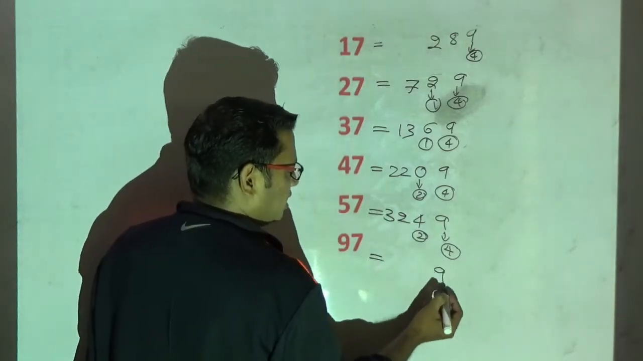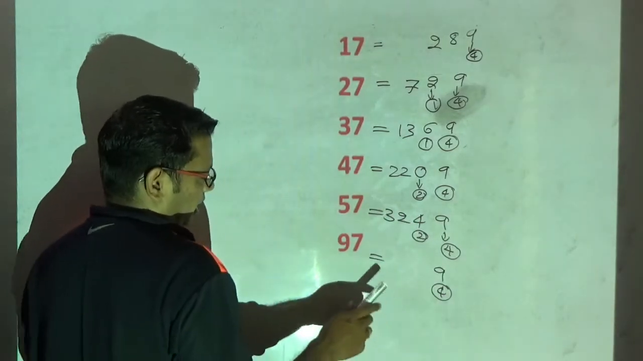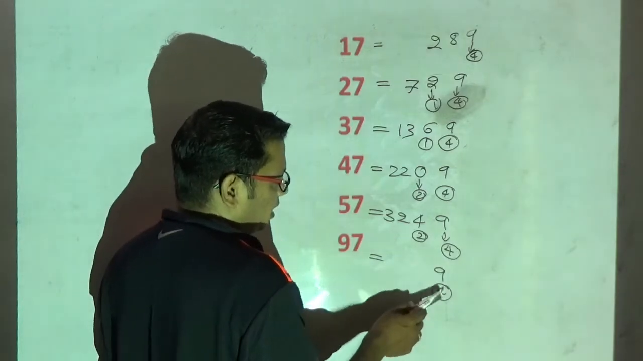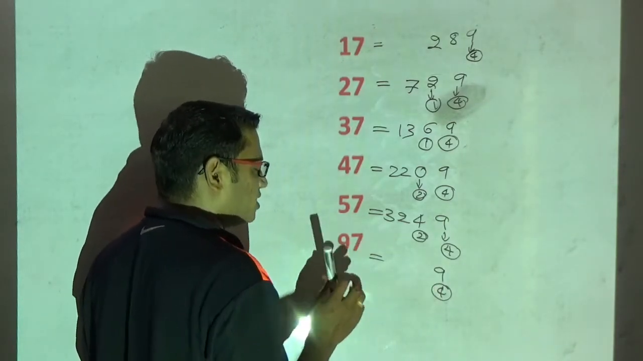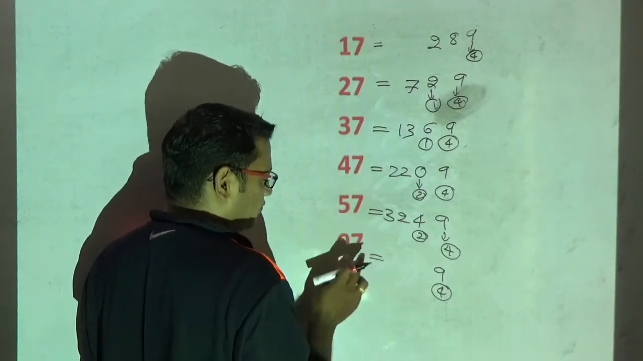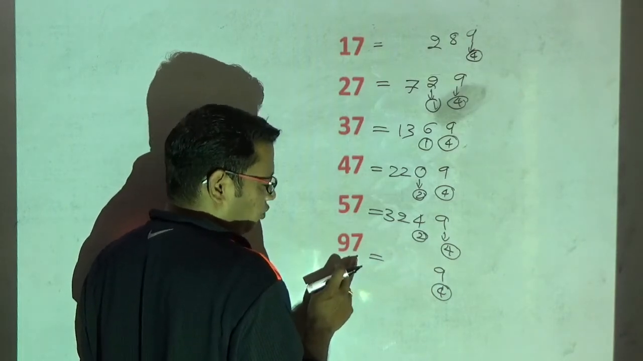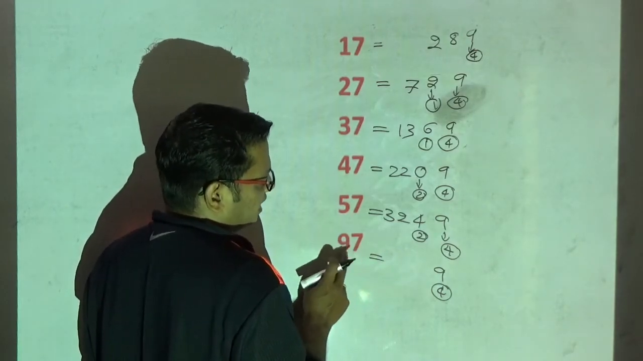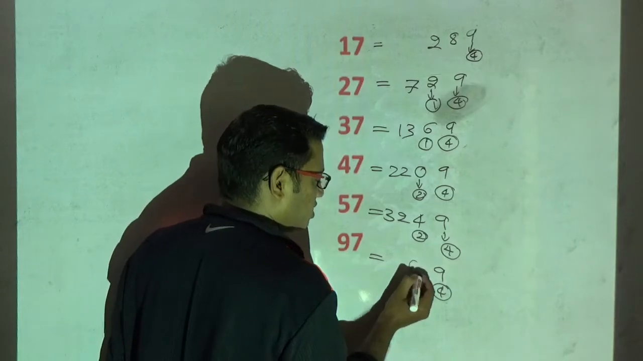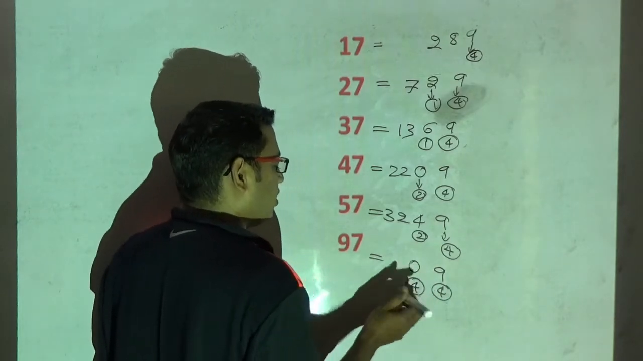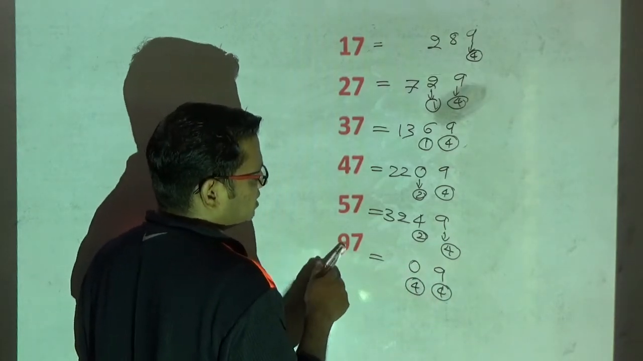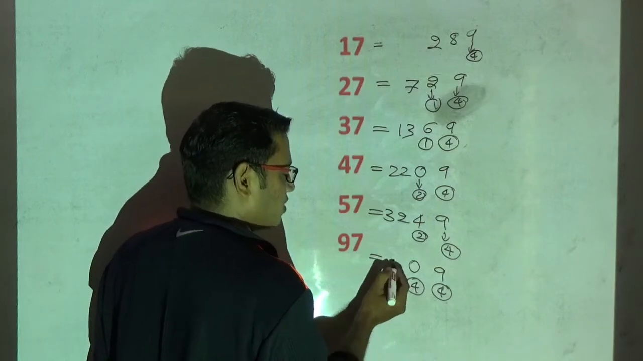7 square 49, so end digit is 9 and the carry is 4. Double of 7, if you double 7, you will get 14, unit place is 4. 4 9s is 36. 36 plus 4 is 40. 4 is the carry again. Next number is 10. 10 9s is 90. 90 plus 4 is 94.